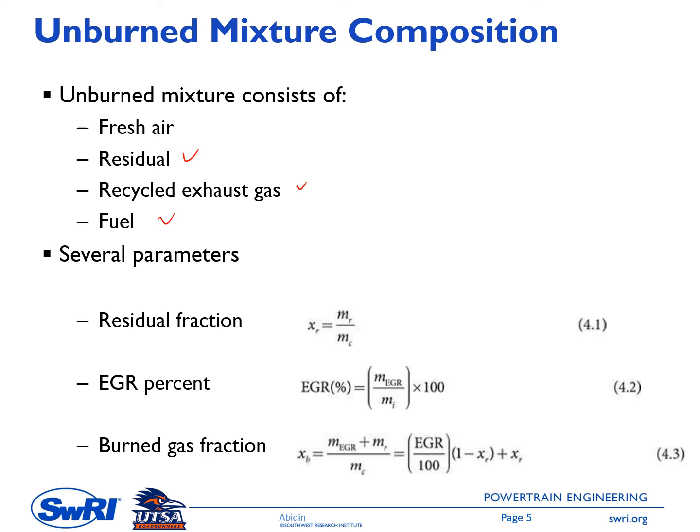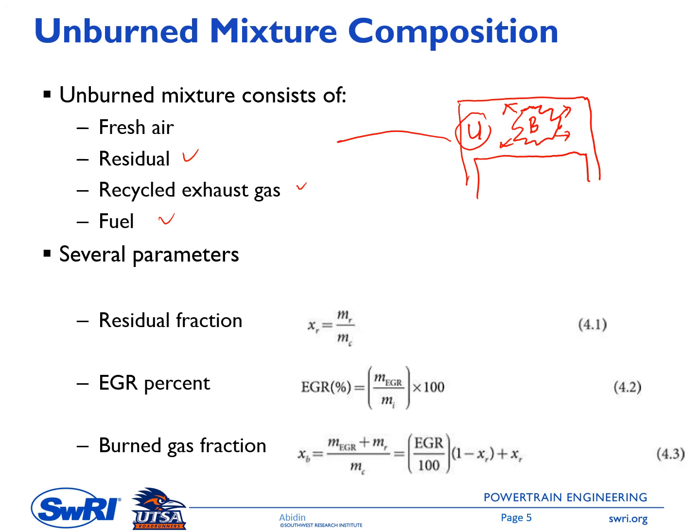So if I make a schematic here, for example, this is the chamber and this is the piston, and then we might have a flame here. The flame propagates in a different direction here. So it means here we have a burned gas, and this one is the unburned gas or unburned mixture. So this unburned mixture consists of this one.